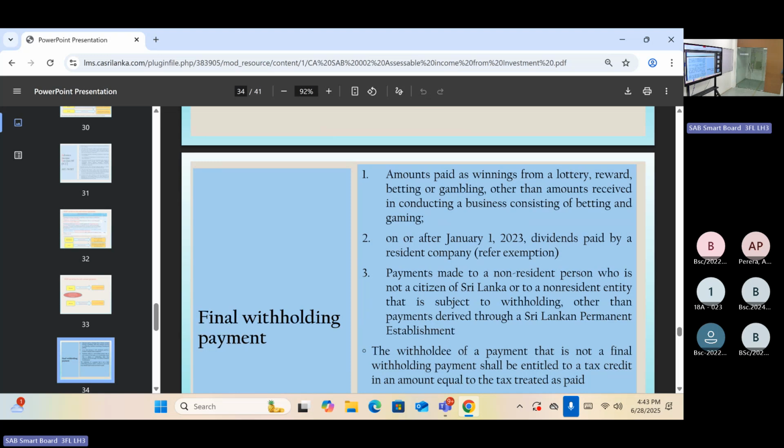And the dividend paid by the resident company. When the dividend is declared by the resident company, they are deducting 15% tax. This is final withholding. Payment made to non-resident person other than Sri Lanka permanent establishment. Roughly, if the payment goes to a non-resident person, we need to deduct withholding tax at 14%. It is fine.